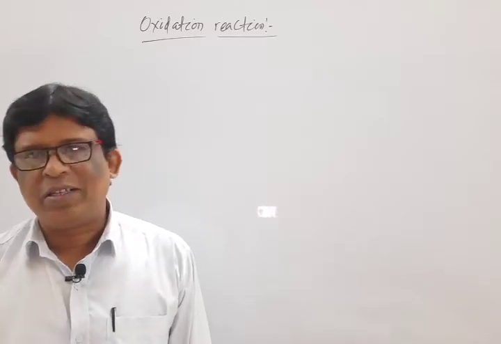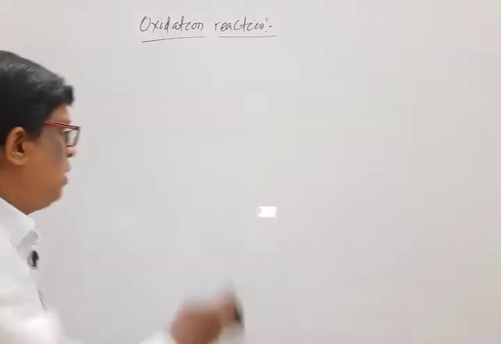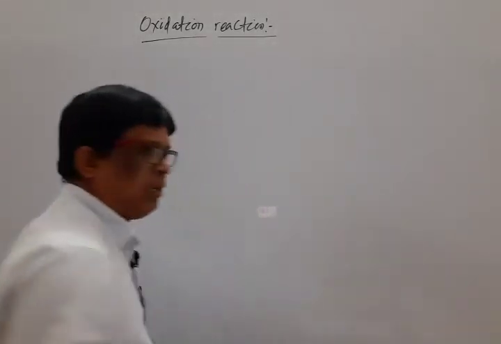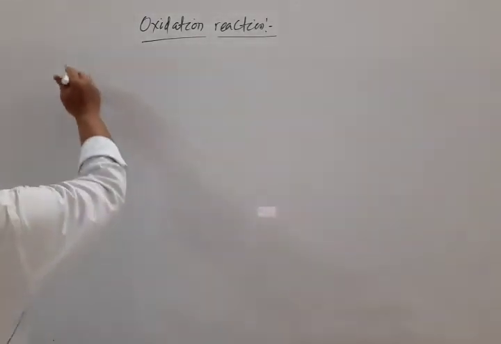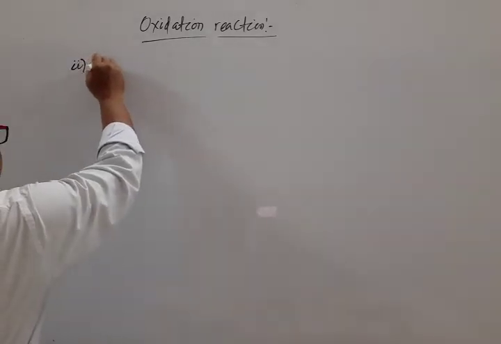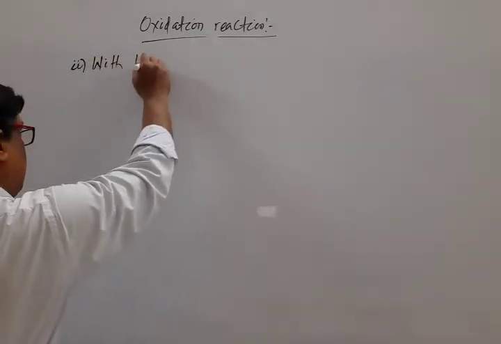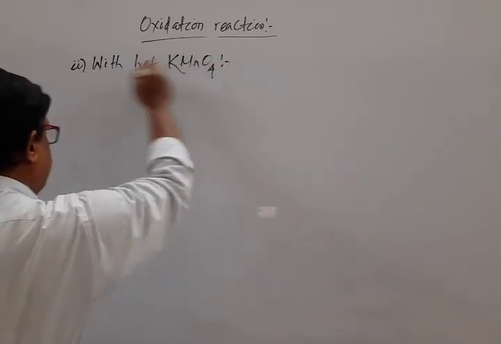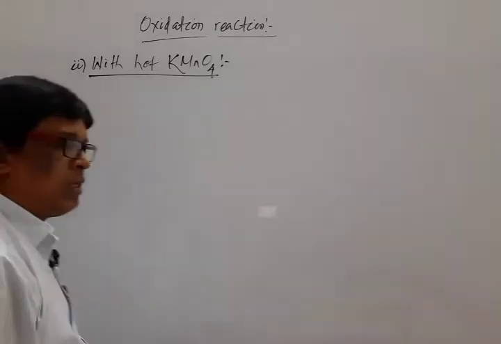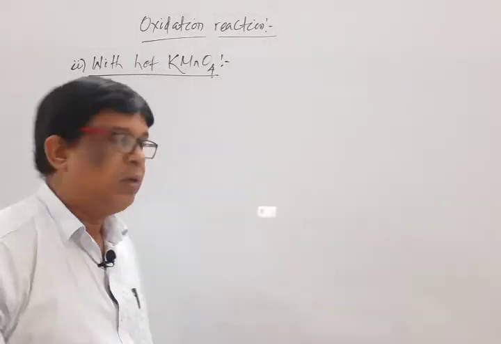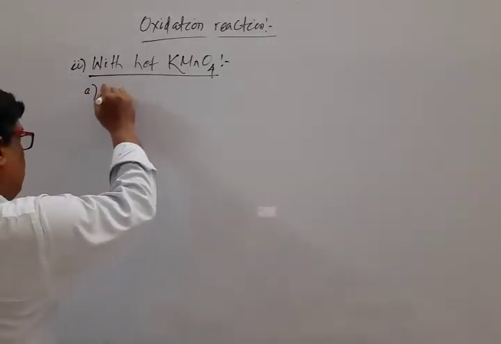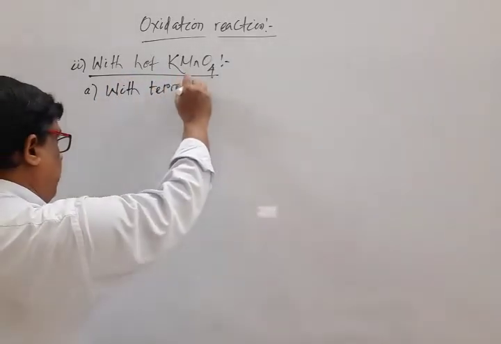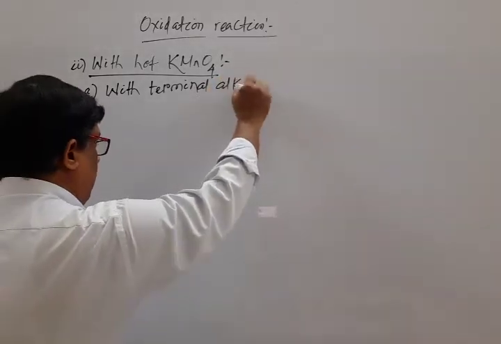Okay, so let us discuss one by one. First one, that is with hot KMnO4. Second bit, that is with hot potassium permanganate. Again, already I discussed, it contains two sub-bits. Bit 1 with terminal alkene.